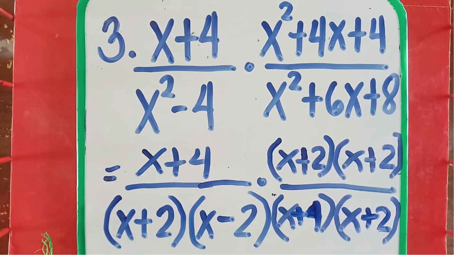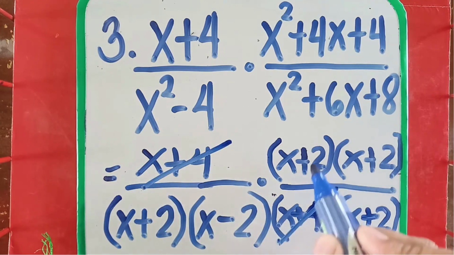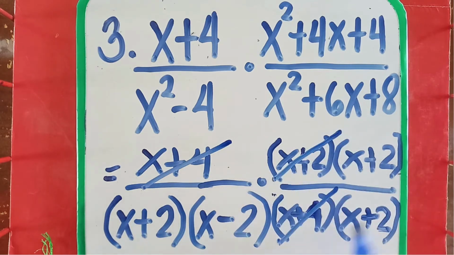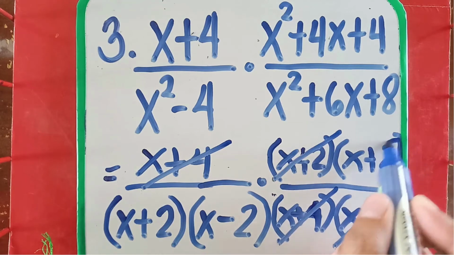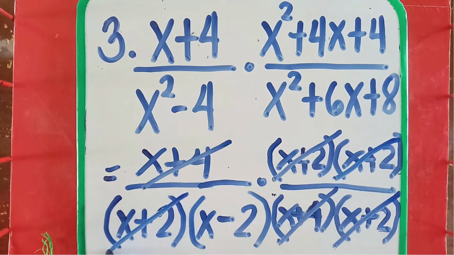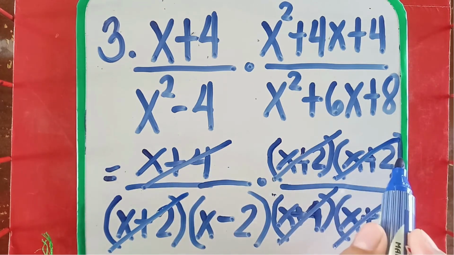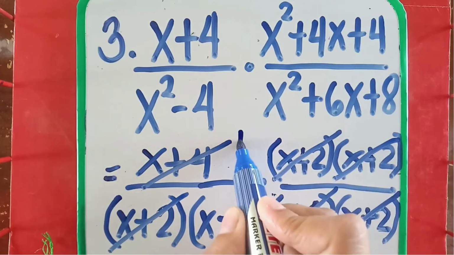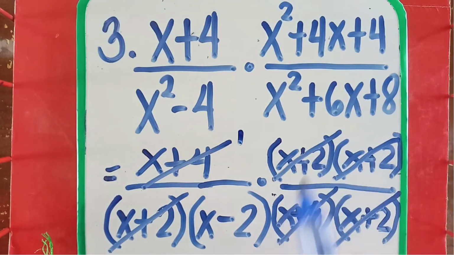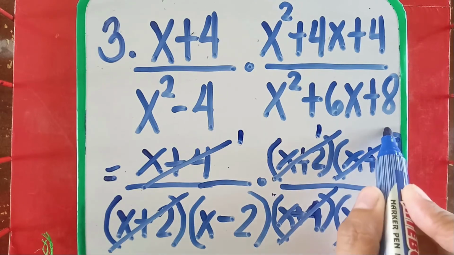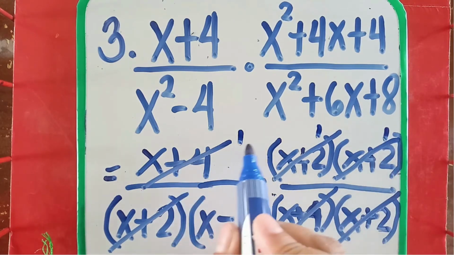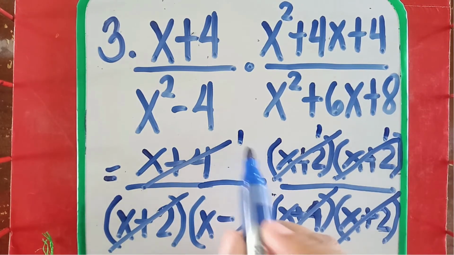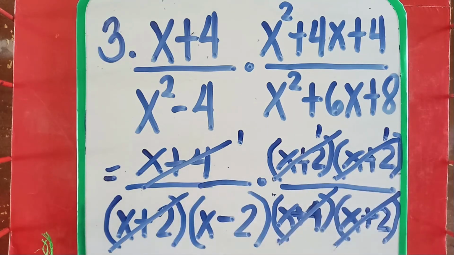So now, we can cancel common factors. So dito sa taas, x plus 4. Sa baba, pwede natin itong i-cancel, x plus 2. And another, we have here, x plus 2. So ano pong natira sa taas? So, automatic, this is equal to 1. Okay? x plus 4 divided by x plus 4 is 1. So, that's why ang taas ay 1.